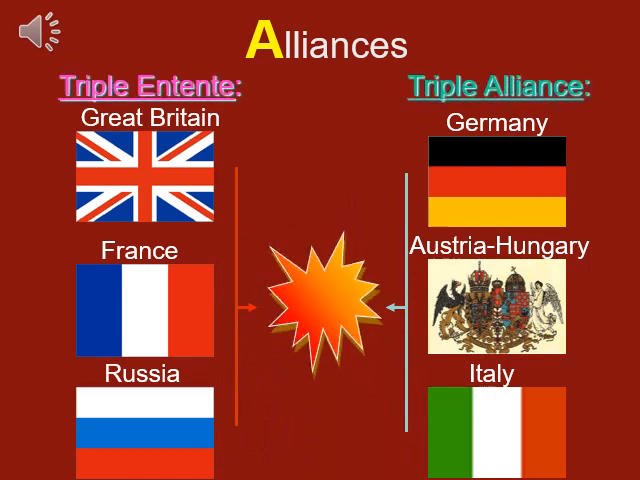Of the alliances that began in World War One, we have the Triple Alliance of Germany, Austria-Hungary, and Italy, the Central Powers nations. And we have the alliance of the Allies, the Triple Entente of Great Britain, France, and Russia.